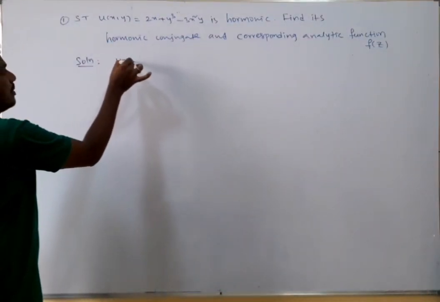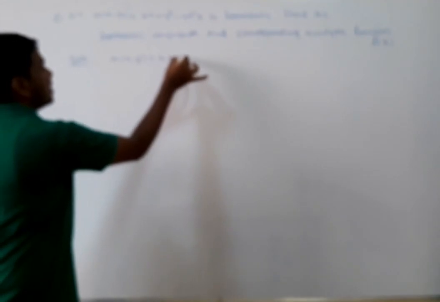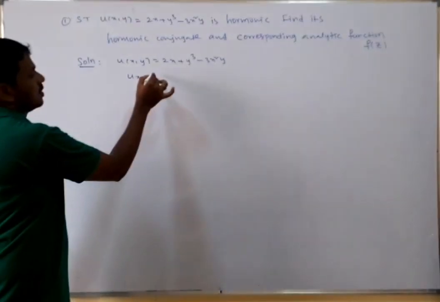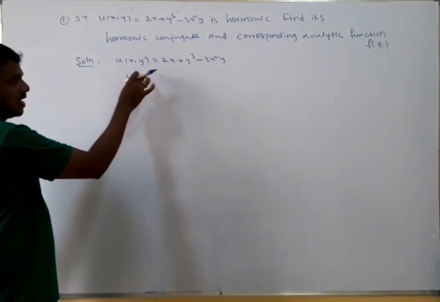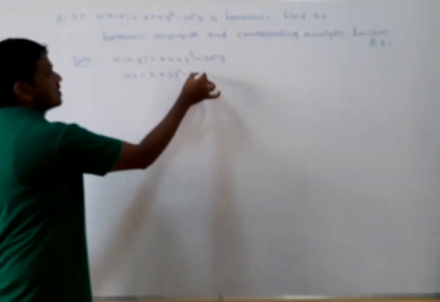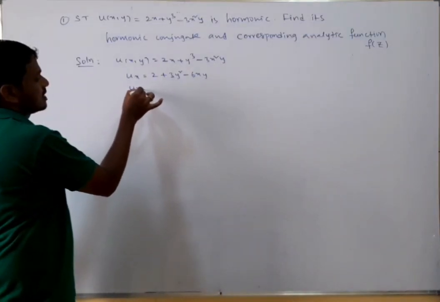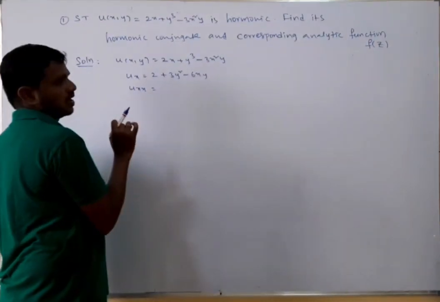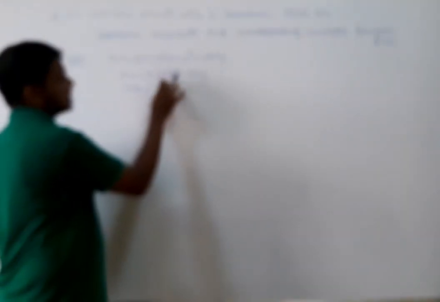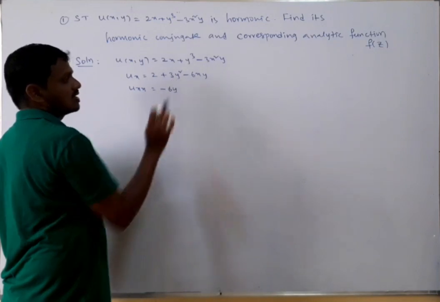Given that u of x comma y is equal to 2x plus y cube minus 3x square y. From this, ux is equal to, differentiating partially with respect to x, 2 plus 3y square minus 6xy. Uxx is equal to, again differentiating partially with respect to x, minus 6y. The 2 and 3y square terms are 0, and the derivative of minus 6xy with respect to x is minus 6y.